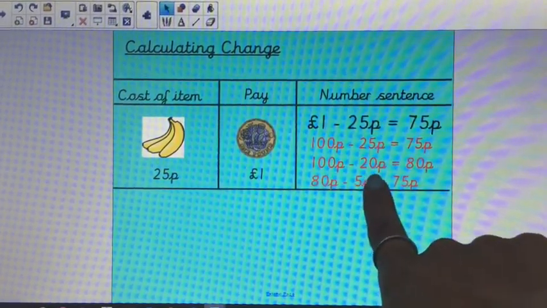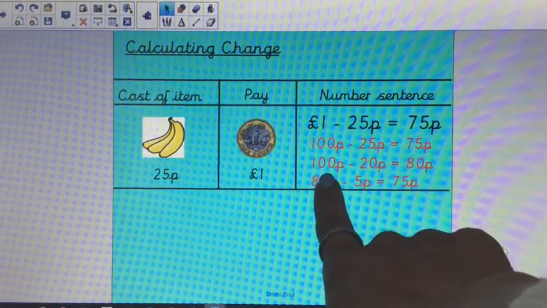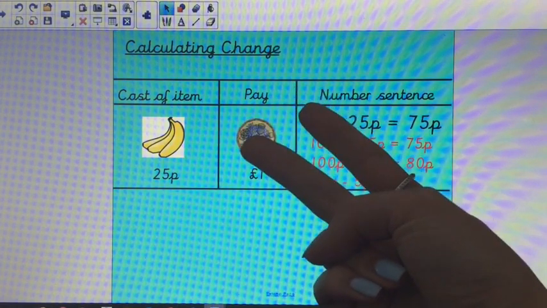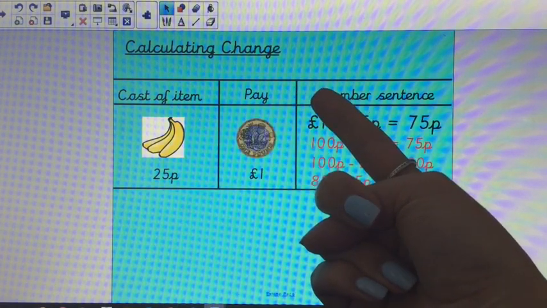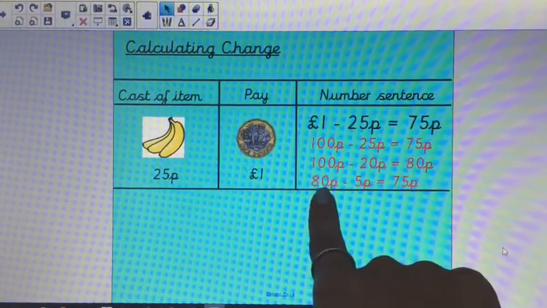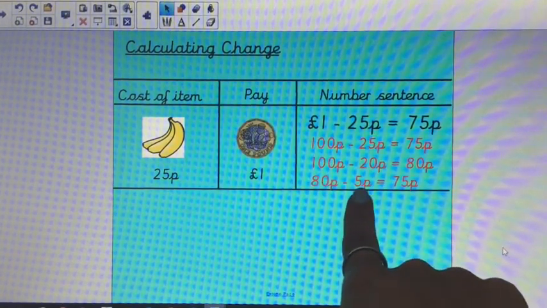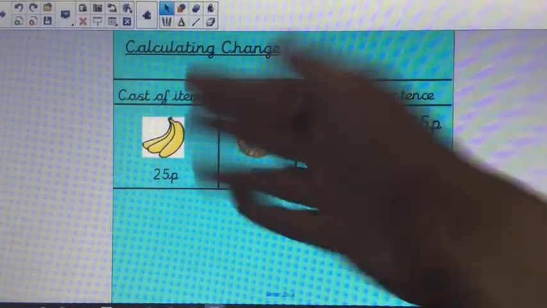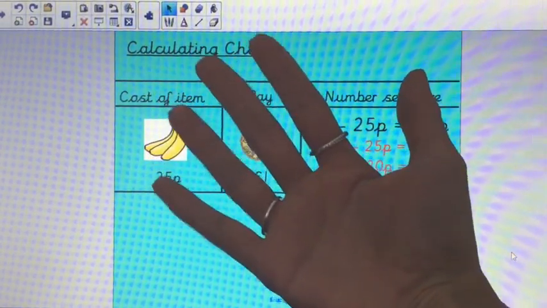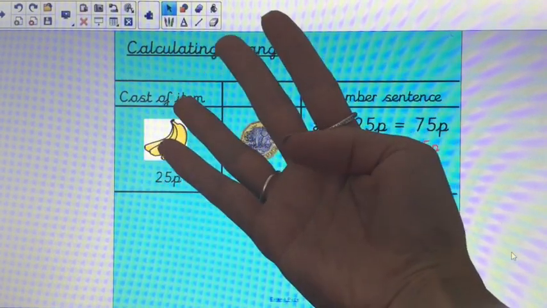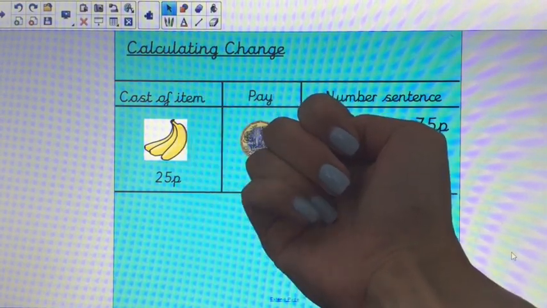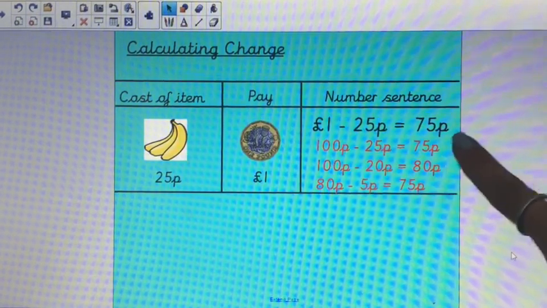100 take away 20. So put 100 in your head, 2 tens for 20 on your fingers, and let's count backwards from 100. 100, 90, 80, and I get to 80. I take that answer of 80 and I take away my ones next. So put 80 in your head, 5 on your fingers, and let's count backwards in ones from 80. 80, 79, 78, 77, 76, 75, and I get my answer of 75p.